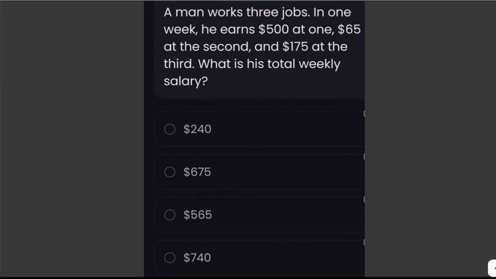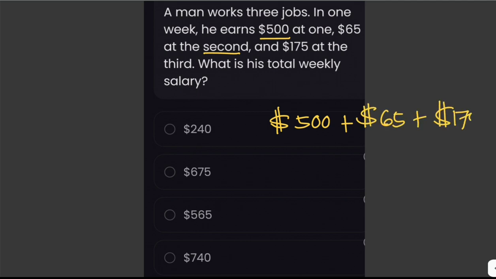A man works 3 jobs. In 1 week, he earns $500 at one, $65 at the second, and $175 at the third. What is his total weekly salary? Now, to calculate the man's total weekly salary, we just have to find the total amount he earns at his 3 jobs. That means we add up all of his salary for the 3 jobs, and this is just equal to $740. So this is the answer here.